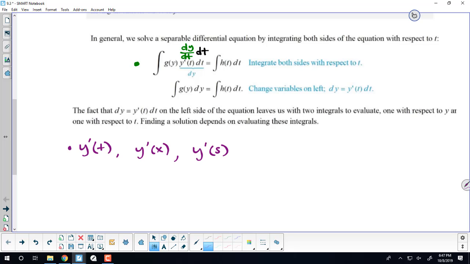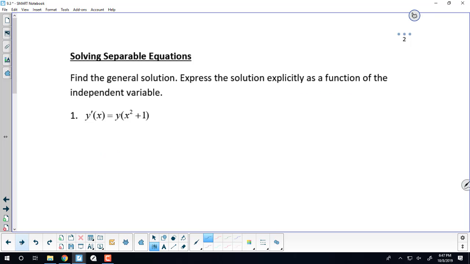So there's varying notations that we might see. Again, the independent variable t here, x here, s here. The other thing is, maybe I want to mention this, maybe I don't. Okay. So, a very generic statement here that's kind of hard to make sense of. So we'll just go ahead and look at specific examples to see that separation in action.